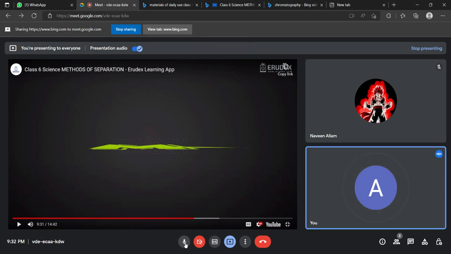All right. So there is this evaporation process. It can also be used as a method of separation, right? We generally use this method of separation for separating salt from seawater. Okay. So we will have big lagoons. They are just shallow pits.